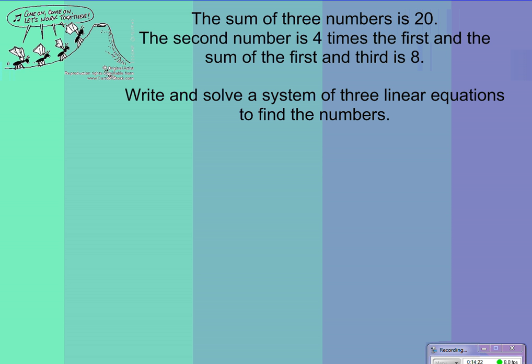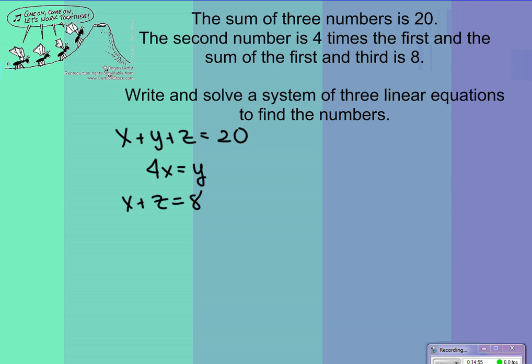All right, let's take a look at this one word problem together. So the sum of three numbers is 20. The second number is 4 times the first, and the sum of the first and the third is 8. Okay, so let's go X, Y, Z for first, second, and third, and the sum of those is 20. The second number is 4 times the first. So 4 times X will give you Y. And the sum of the first and the third is 8. So X plus Z equals 8. Write and solve a system of 3 linear equations to find the numbers.